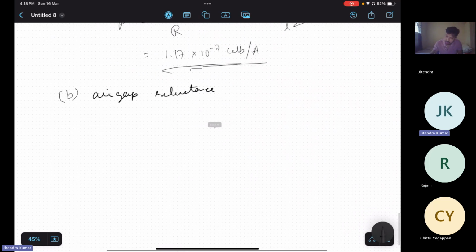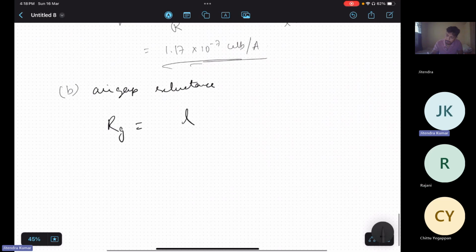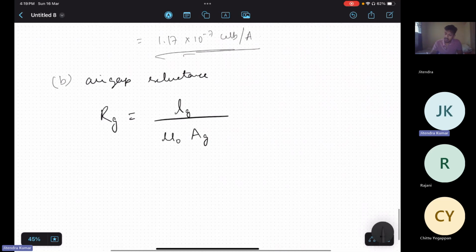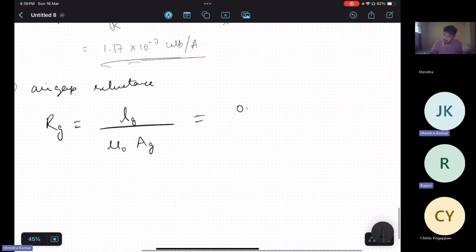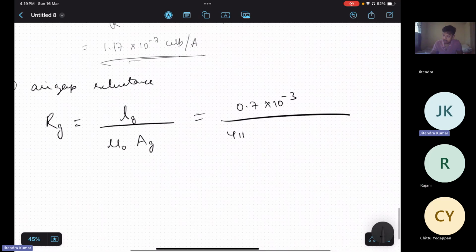So let us calculate the air gap reluctance. L by mu naught into A z, and effective air gap length is given, including Carter's coefficient. So 0.7 mm divided by 4 pi into 10 to the power minus 7. Area of air gap is 700 mm square. What should be the value of this reluctance? Please calculate.